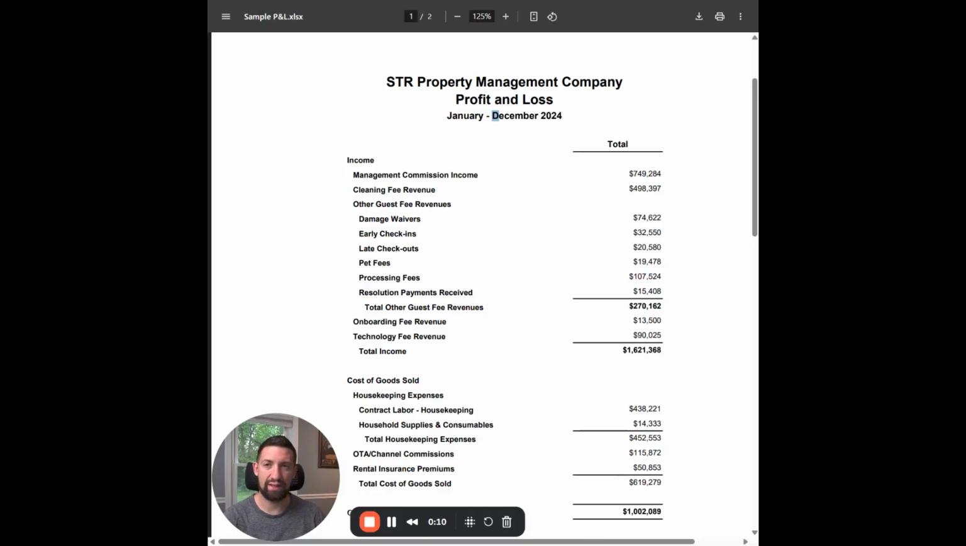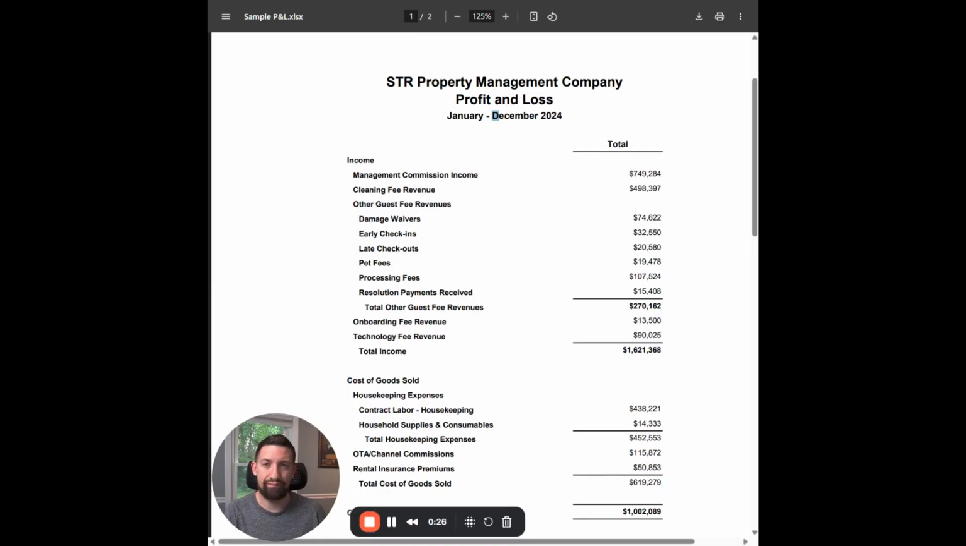Today, I'm walking you through a sample profit and loss statement for a property management company with about 80 units under management. We'll go section by section so you know what to include, what to look out for, and how to use your P&L to run a smarter, more profitable business.